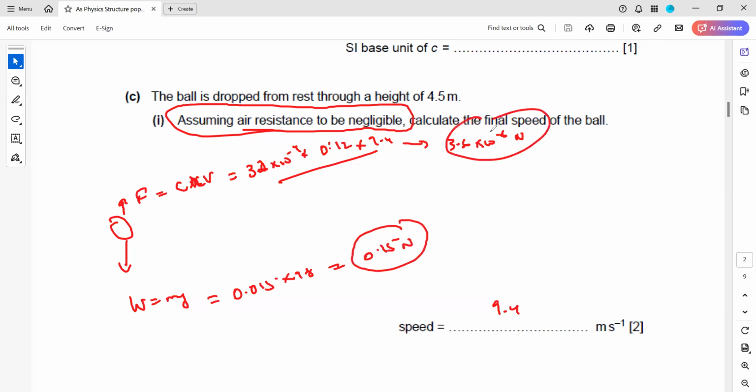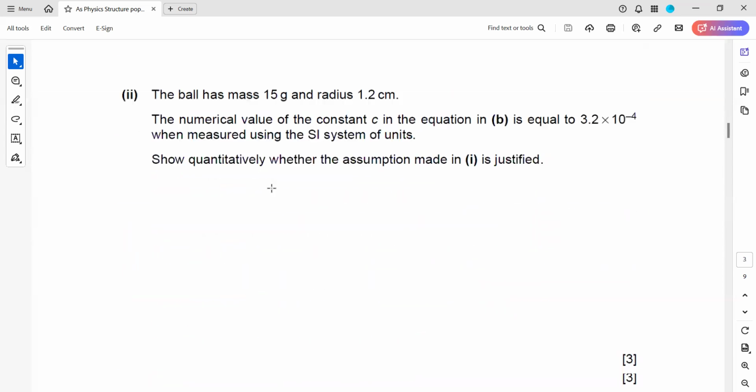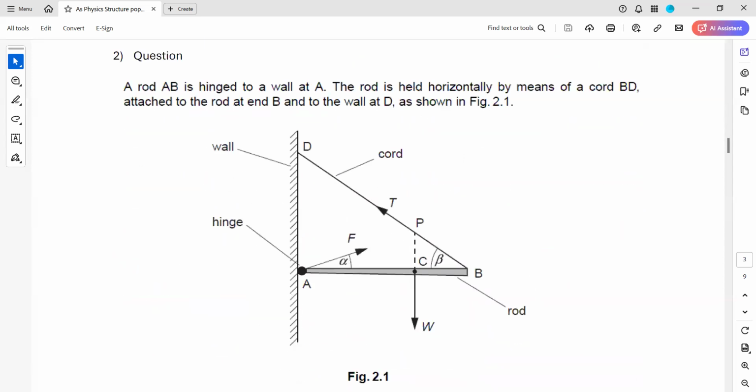So when I compare the downward force with the resistive force, the resistive force is negligible. I can ignore that, because if I compare the ratio, it is like 4,800 times compared to this one. So I can ignore the resistive force as the weight is much greater than the resistive force. So it is justified that we ignore the air resistance with this speed or the distance from which it is dropped. Is it clear?